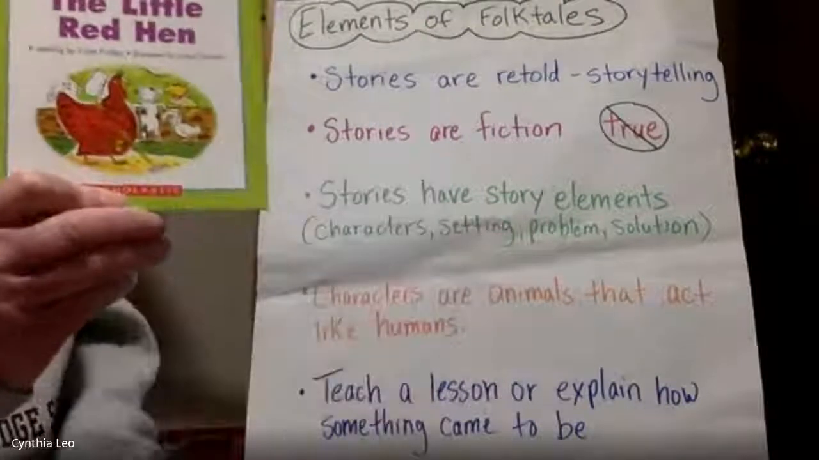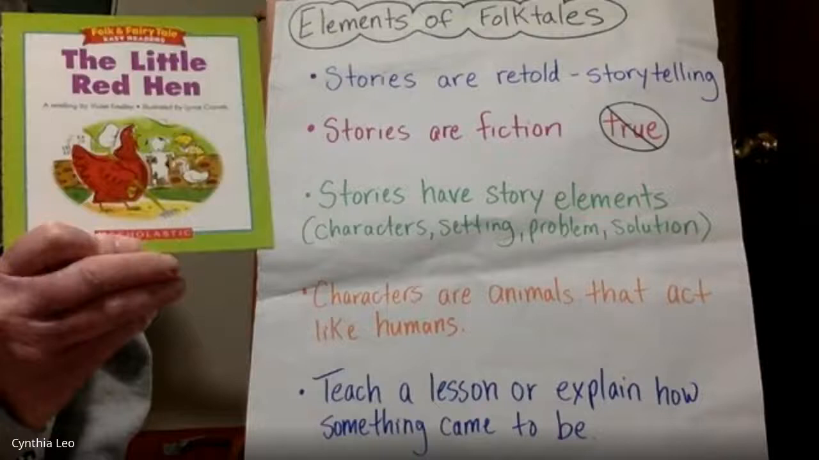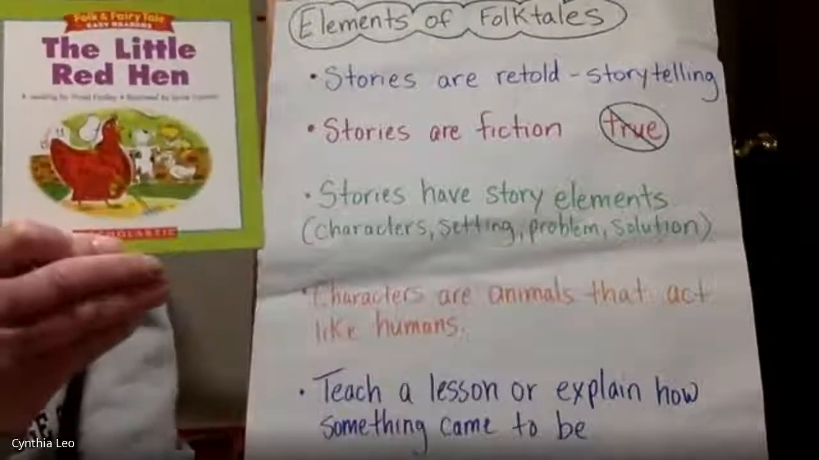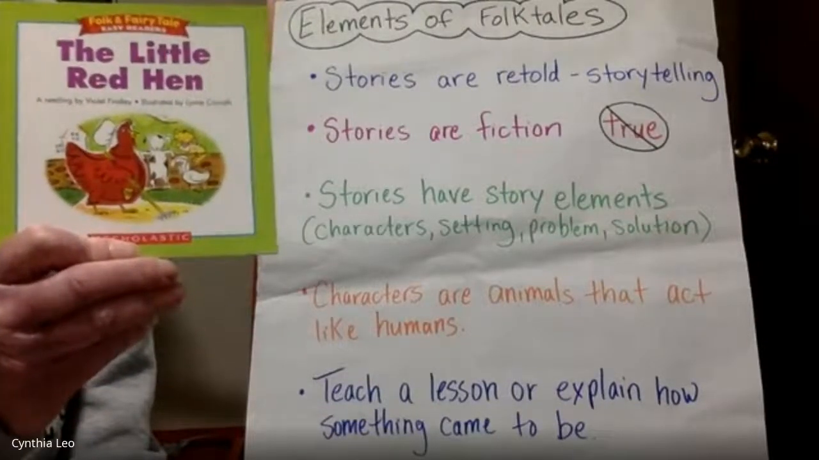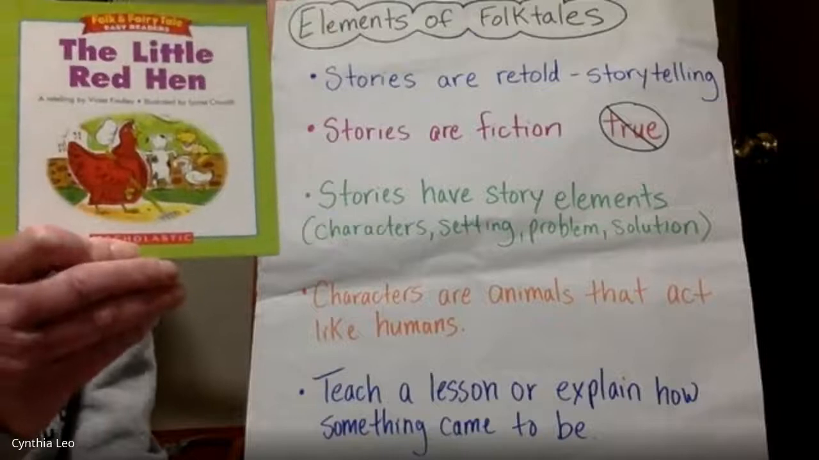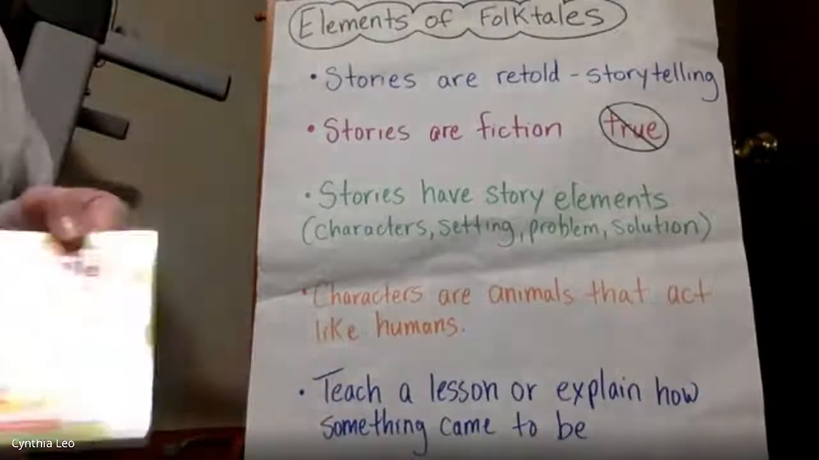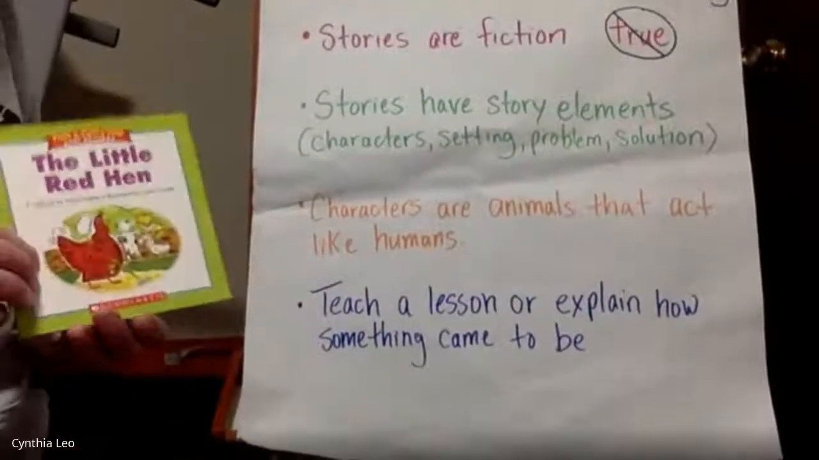And we have the problem. The other animals will not help the little red hen. They keep saying, not I, not I. They won't help. And then finally, the solution is the little red hen eats the bread herself, and that's how she solves the problem of her friends not helping. And finally, down below, let me just move this. It says teach a lesson or explain how something came to be.